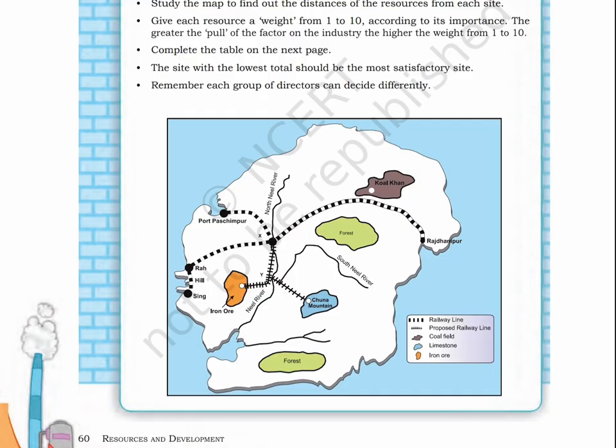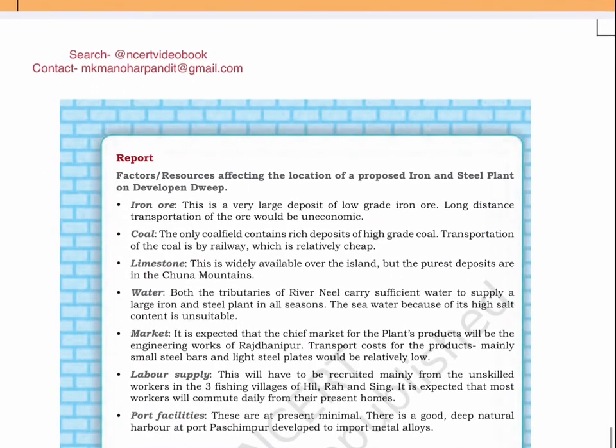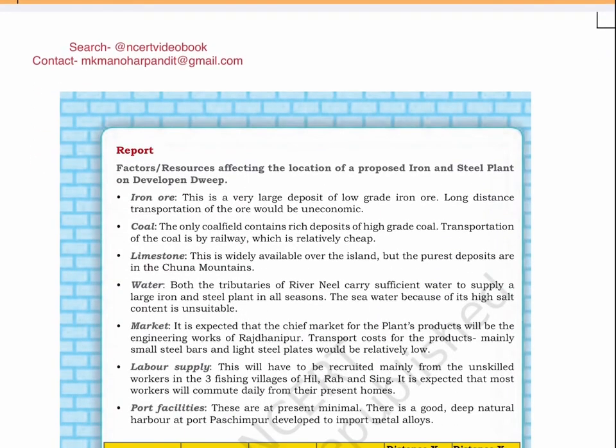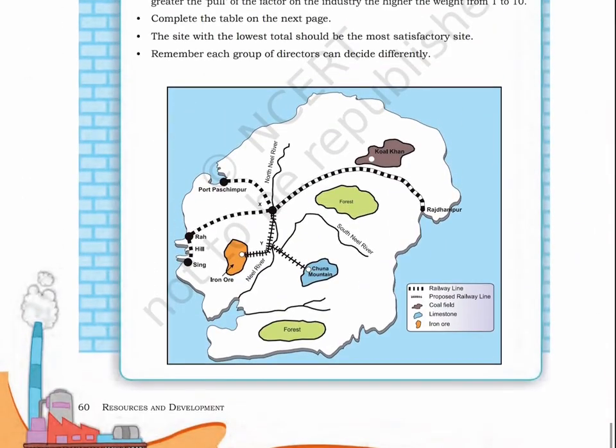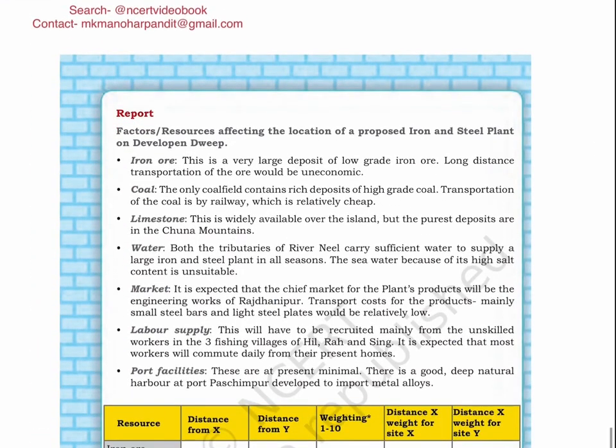The map is given, which is submitted by the technical team. Various places are mentioned along with the railway line and proposed railway line. There is a key given here to read the map as reference, which highlights the coal field, limestone, iron ore, river, and forest areas in the map. Page number 61.